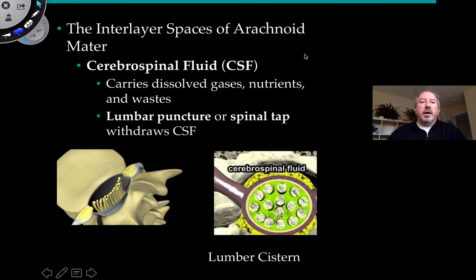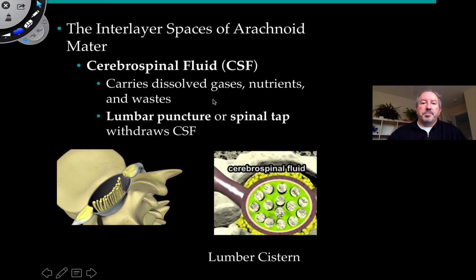All right, and that cerebral spinal fluid carries dissolved gases, like for example oxygen and carbon dioxide and things like that, nutrients, in other words, various sugars, amino acids, and wastes of various kinds, like nitrogenous wastes. You might be familiar with the fact that a lumbar spinal tap, sometimes known as a lumbar puncture, draws CSF fluid from that particular area in order to analyze the composition of the spinal fluid when doing a diagnostic on a patient.